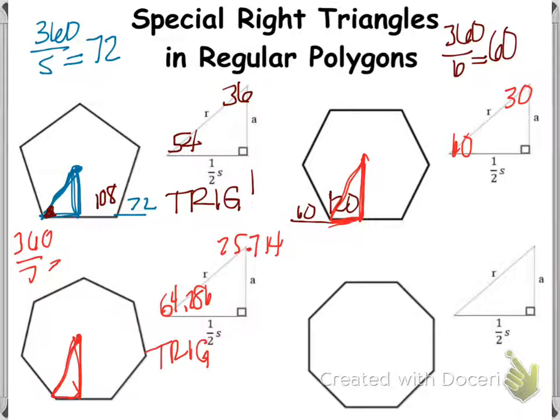I forgot to draw that triangle in. Okay, then we come over to, we have an octagon. So I'm going to do 360 divided by 8. And 360 divided by 8 is 45. Okay, remember what we're finding there. That's the outside. That's the exterior angle. So if I do 180 minus 45, that gets me 135.